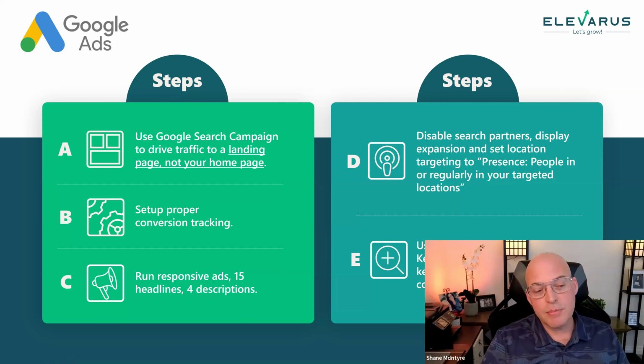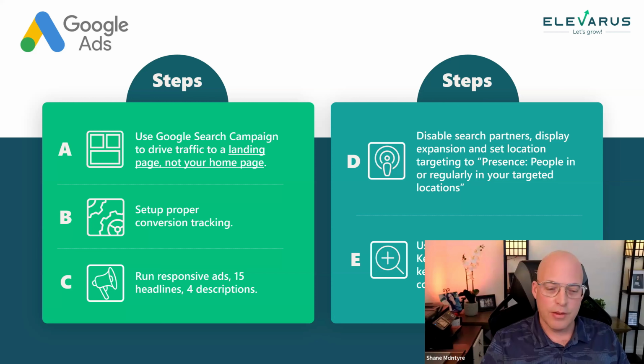And then the last tip here is use some tools. We use SpyFu a lot. It's a great tool. I think it's like 99 bucks a month. You can kind of see what your competitors are doing. And then Google also released a tool called Ad Transparency. It's called Google Ad Transparency.